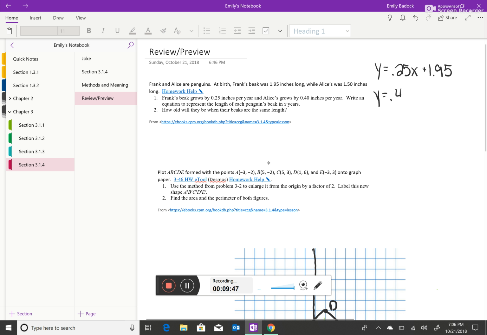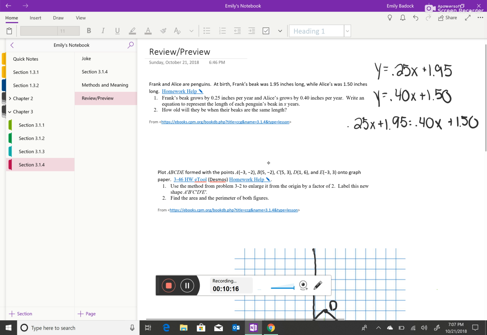Similarly, I'm going to write an equation for Alice's beak. And again, I can't forget that my y-intercept is always at the end. So right there, and then this is just a system of equations, so I'm going to set 0.25x plus 1.95 equal to 0.40x plus 1.50. And then I'm going to go ahead and solve for this.